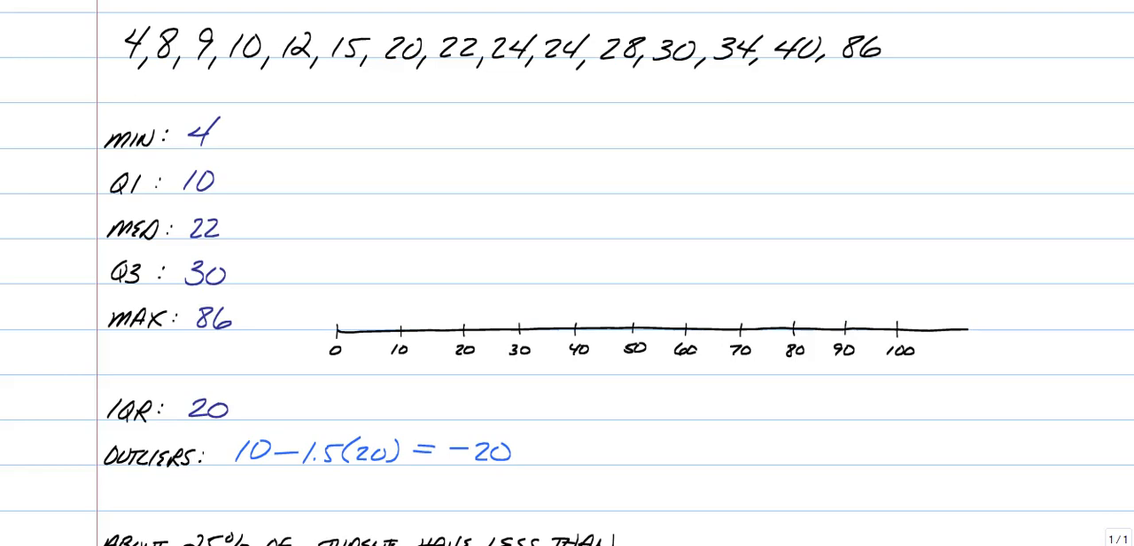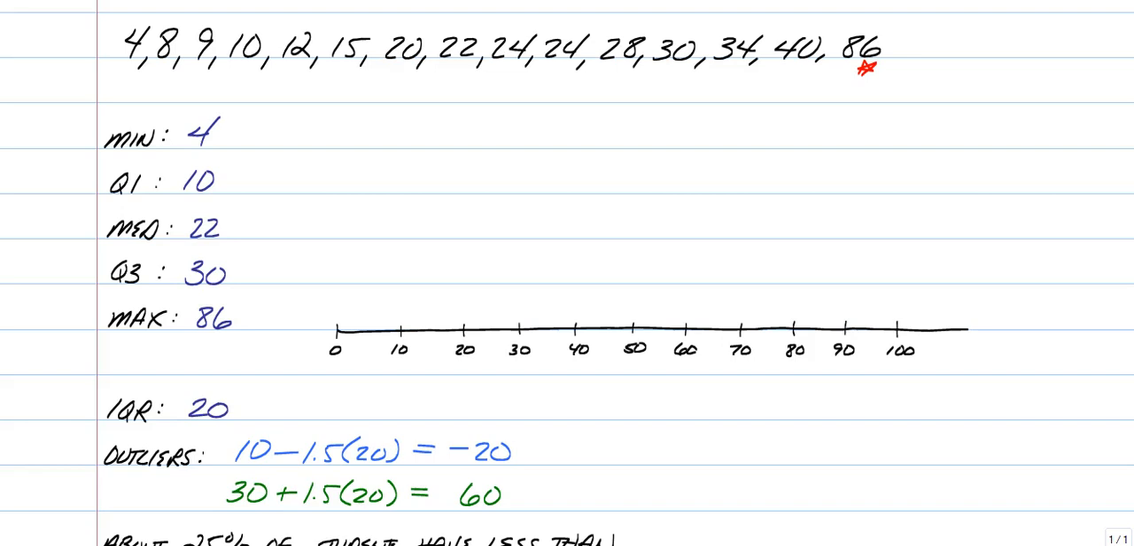But to find an upper fence, remember it's Q3, which is 30, plus 1.5 times 20, and that's going to give us 60. So anything above 60 is an outlier, and that would be 86. So 86 is an outlier. Now I want you to notice that this information is in order again.